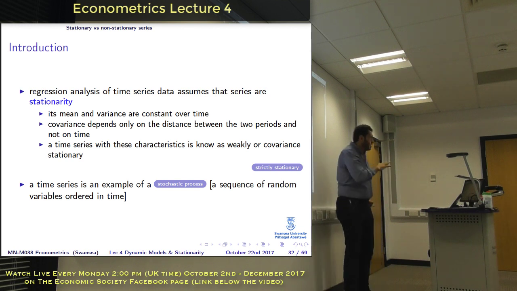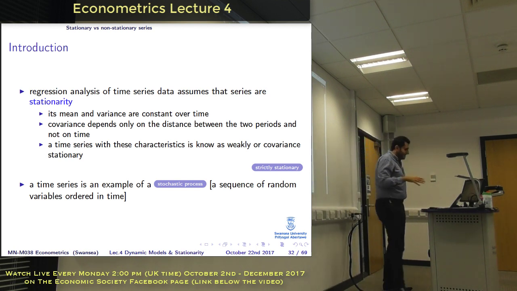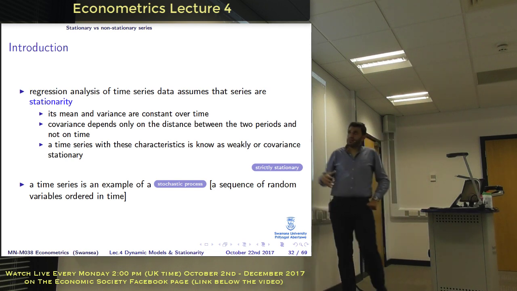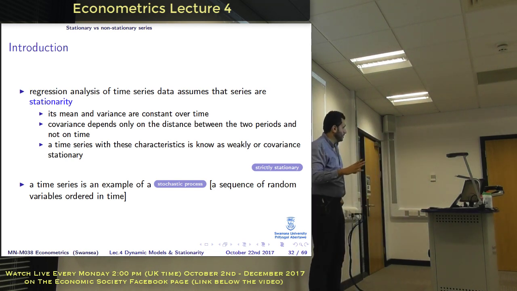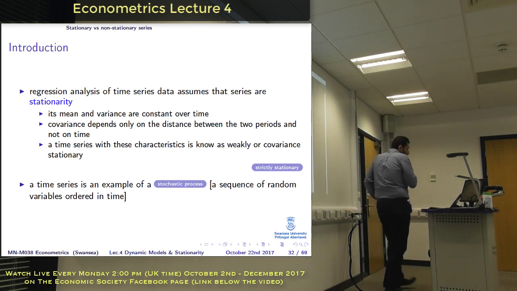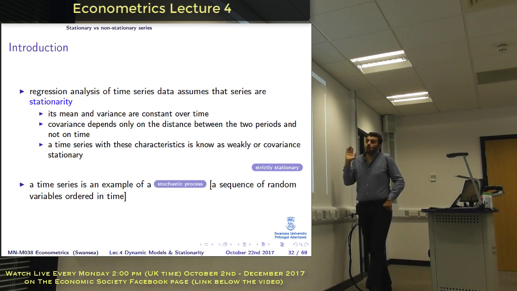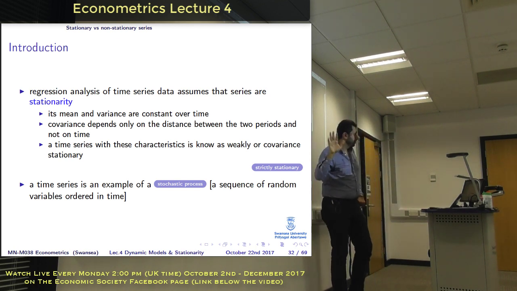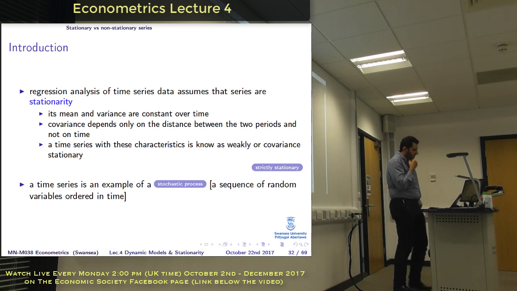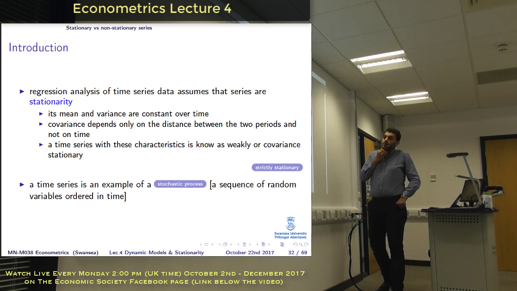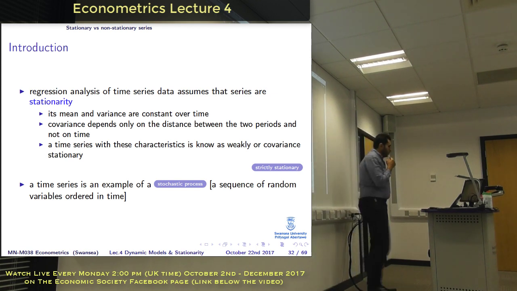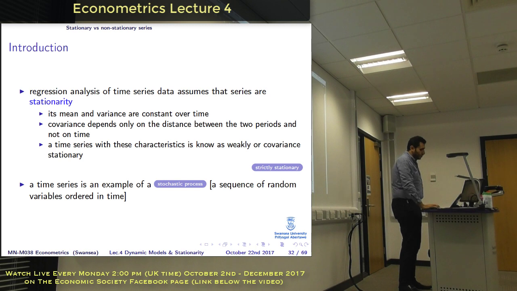In regression analysis, in general, we make this assumption that data are stationary. Stationary means that its mean and variance are constant over time, so they don't change over time. Also, the covariance depends only on the distance between any two points in time, not on time itself. If a time series satisfies these conditions, it's known as weakly or covariance stationary.